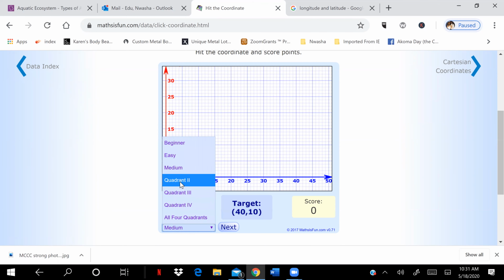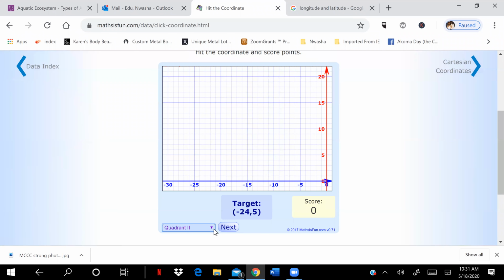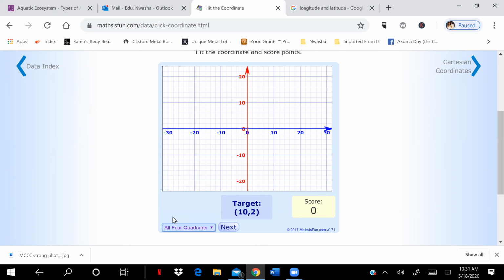When you go to quadrant 2, you can just practice that one for negative, positive. Or you can do all 4 quadrants, which is going to be the most challenging, that they're going to give you different targets in all 4 quadrants. So you have to mark with this yellow arrow whatever the target is. So if they say negative 27, positive 12, you're remembering that 27 is to the left and positive is, you know, up. And then you'll go to the next one.